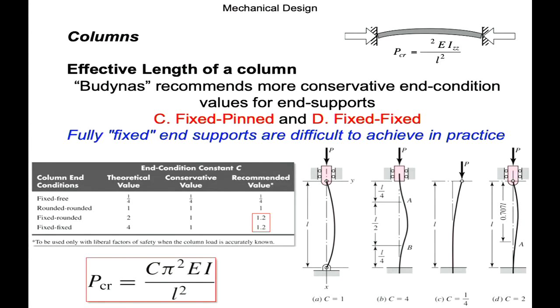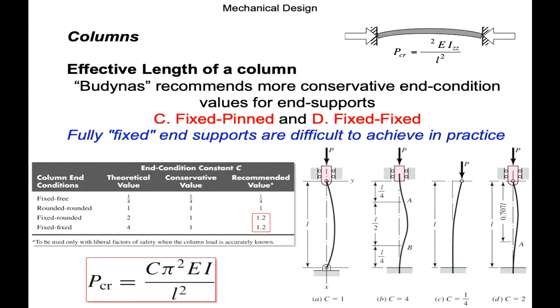There's the quarter for fixed-free. Fixed-rounded, there's the C equals 4. And fixed-fixed is not even shown, but there is a recommended value of 1.2. So 1.2 for fixed-fixed and fixed-rounded.